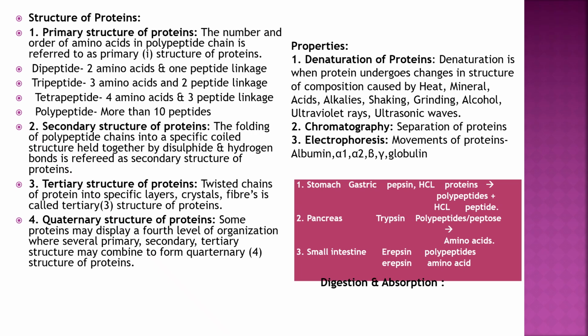Digestion and absorption. In the stomach, pepsin in gastric juice and hydrochloric acid break down proteins into polypeptides. Then in the pancreas, trypsin breaks polypeptides into peptones and proteoses, and then into amino acids. And in the small intestine, enzymes help break polypeptides into amino acids, and then amino acids are absorbed into the blood.